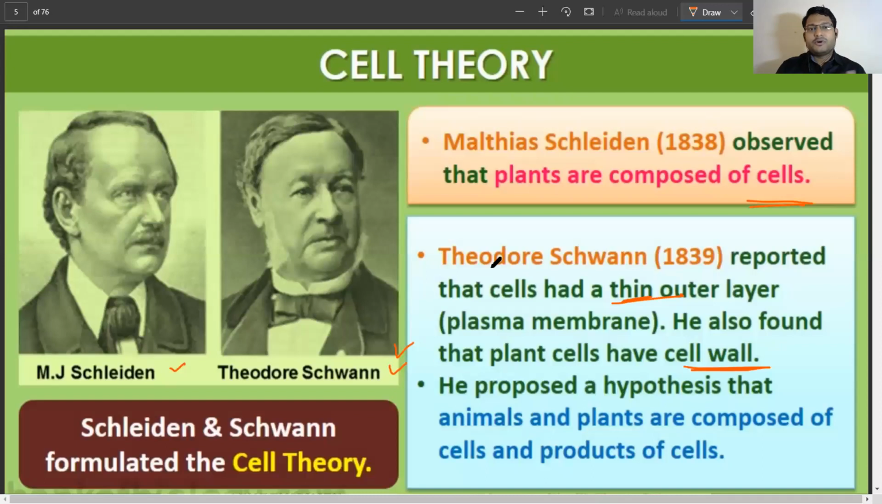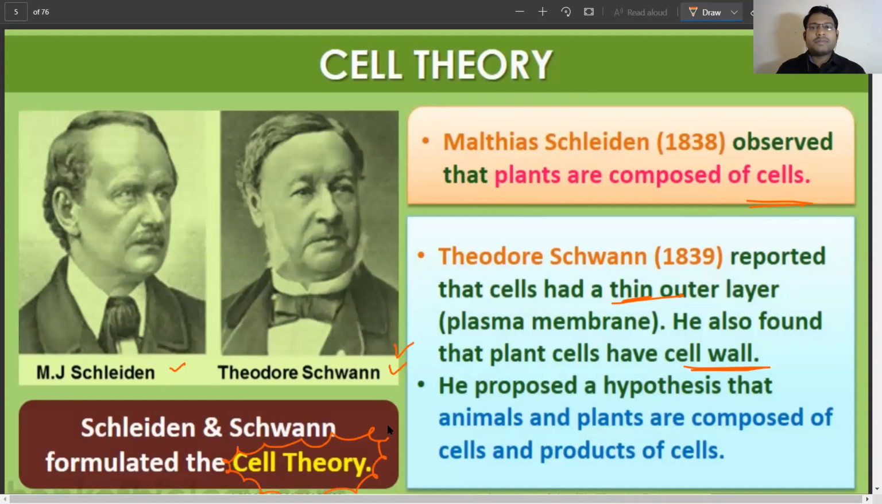Schleiden and Schwann proposed many things, right? They said that all organisms, whether plants or animals, are composed of cells and are the product of the cell itself. How the organism behaves is based on the organization of the cell. The cell's behavior is going to affect the organism's behavior. So many of these theories were put forward by Schleiden and Schwann, and they originally formulated the cell theory.